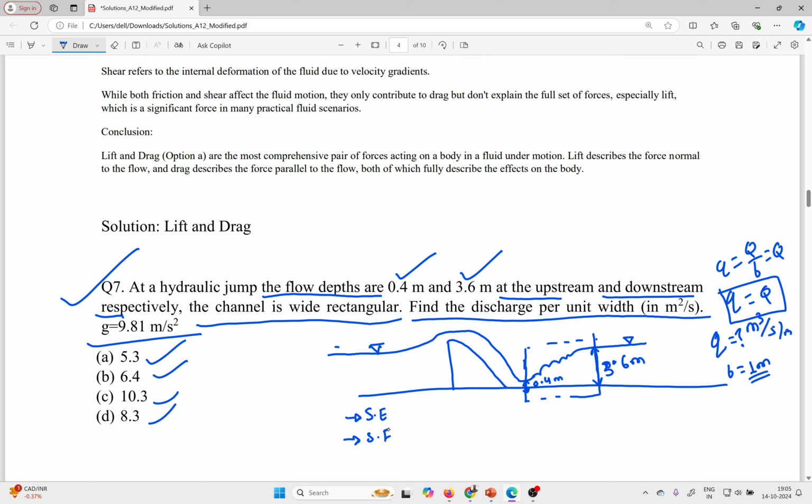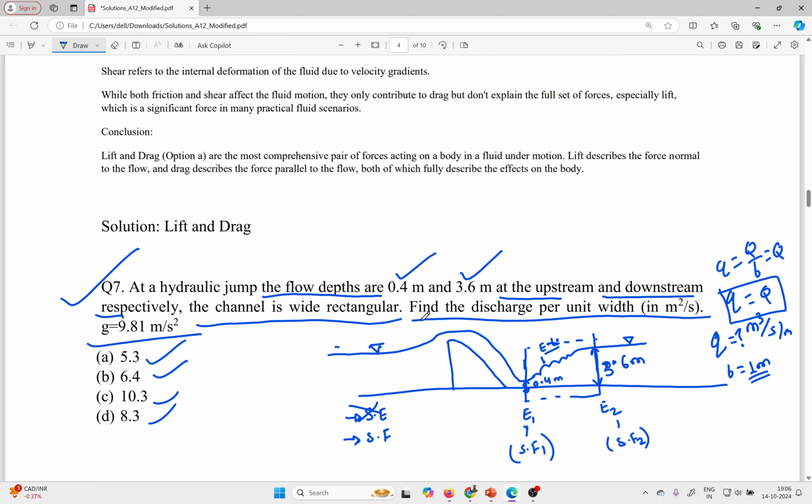We cannot use the energy equation here because in the hydraulic jump, energy loss is happening, and we don't know how much energy loss is happening. So here E1 and E2: maybe we can calculate E1, but how will we calculate E2, because we don't know how much energy is lost. That's why we cannot use this, but we can use the specific force formula here, specific force at 1 and specific force at 2.